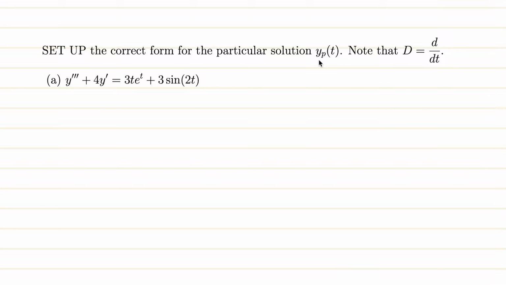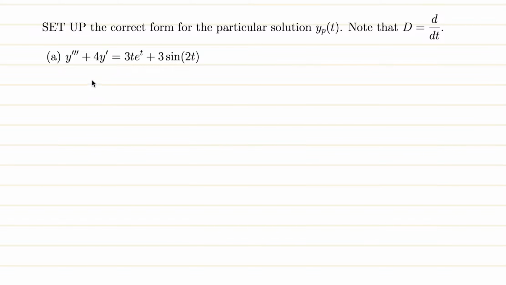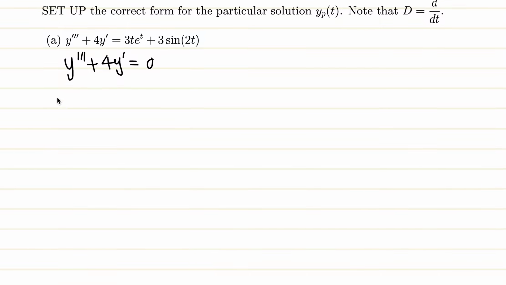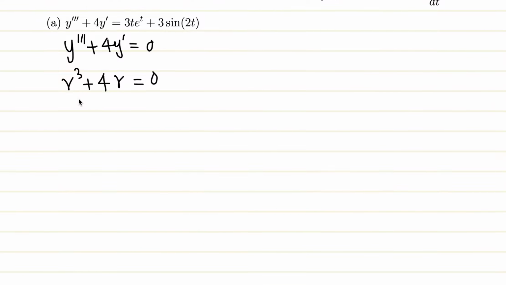Come up with the form for the particular solution yp, where D is the operator d over dt, the derivative operator. Okay, just setting up the correct form. So we need to consider the homogeneous portion first, which is y triple prime plus 4y prime equals 0. Based on this, we find the characteristic equation, r cubed plus 4r equals 0. Let's factor: two terms, take r out, r times (r squared plus 4) equals 0.